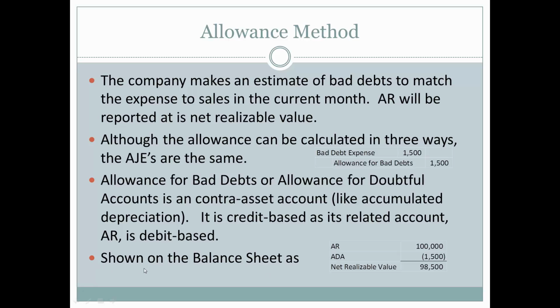Now let's look at how it would look on the balance sheet. In this instance, we would have accounts receivable in the amount of $100,000. Our allowance for doubtful accounts or allowance for bad debts would be $1,500, and the net realizable value that would show on the balance sheet, just like we did when we had assets and accumulated depreciation, it's called net realizable value when you speak about accounts receivable, would show as $98,500.